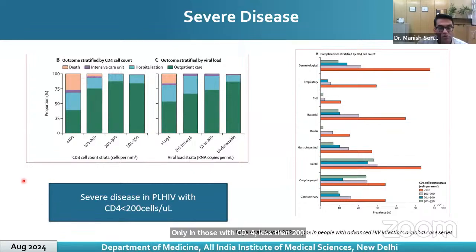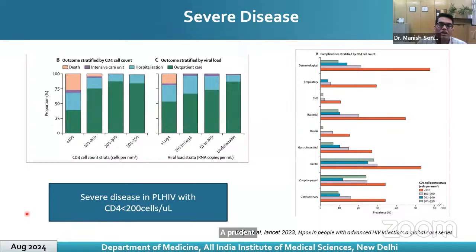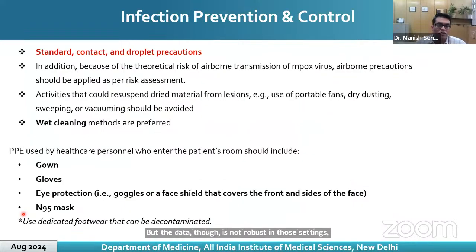So the PLHIV population is something where we need to be very, very cautious, because these patients may go into complications, and it may be a wise, prudent approach that if such a patient comes, we consider early admission. Likewise for other immunosuppressed states, though the data is not robust in those settings, logically the same should apply. So once admitted, what precautions do we have to follow?